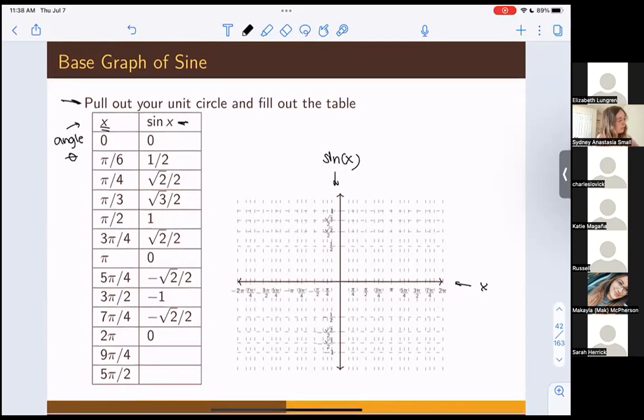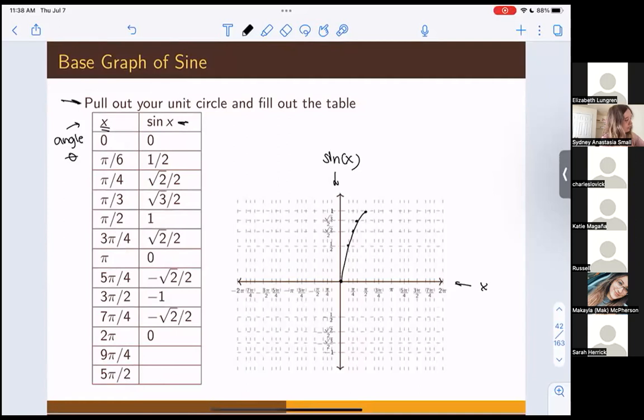When we plug in 0, we get 0. Makes sense. The sine of 0 is 0. You can confirm this on the unit circle. Pi sixths, the sine of pi sixths is 1/2. So we can sketch that in. Pi fourths, the sine of pi fourths is the square root of 2 over 2. Pi thirds, the sine of that is square root of 3 over 2. And pi halves, the sine of that is 1. So we can already see we're starting to get this sort of curvy shape here.